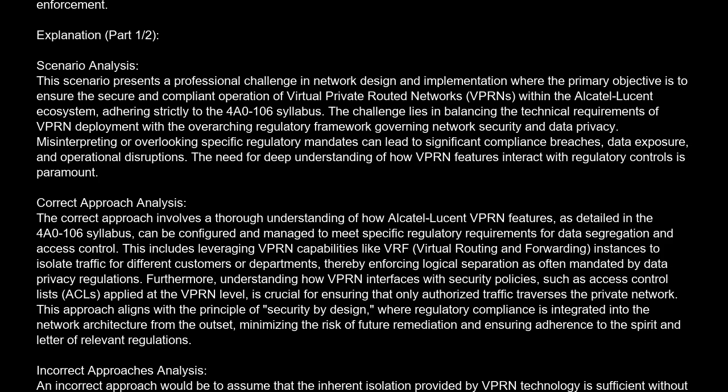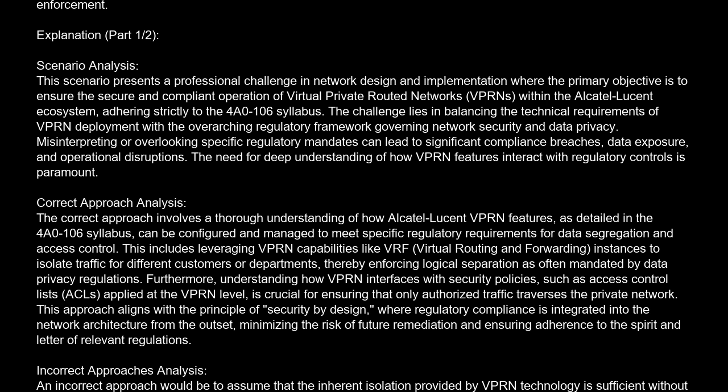4A0-106 syllabus, can be configured and managed to meet specific regulatory requirements for data segregation and access control. This includes leveraging VPRN capabilities like VRF, virtual routing and forwarding, instances to isolate traffic for different customers or departments, thereby enforcing logical separation as often mandated by data privacy regulations.